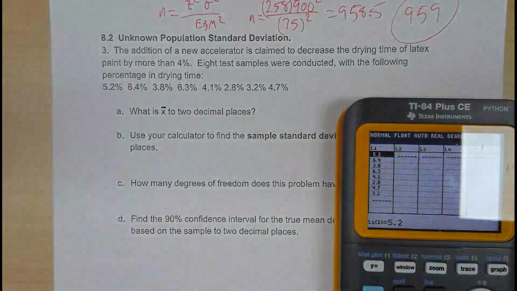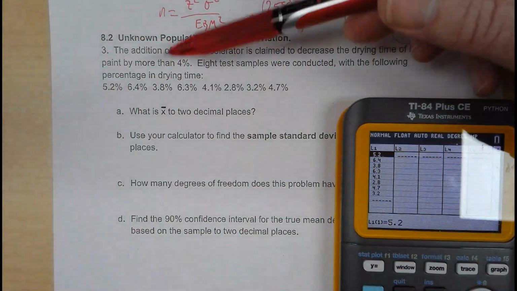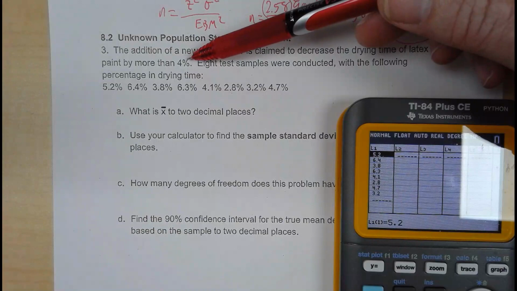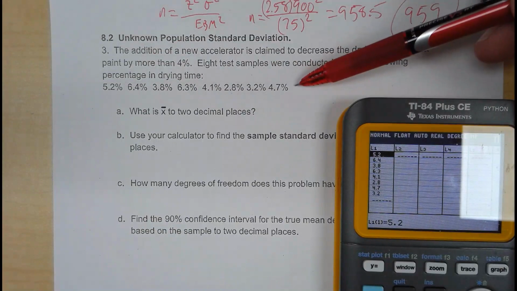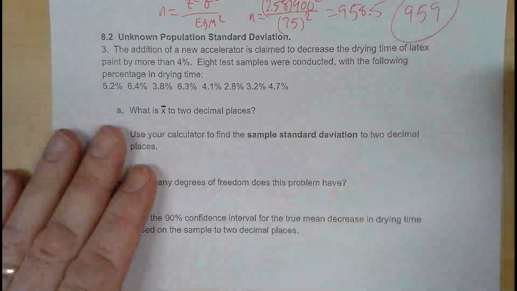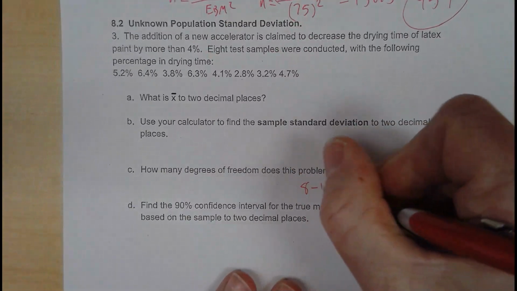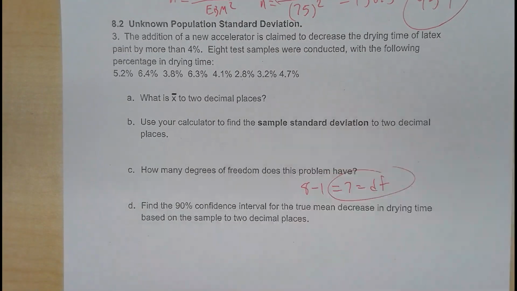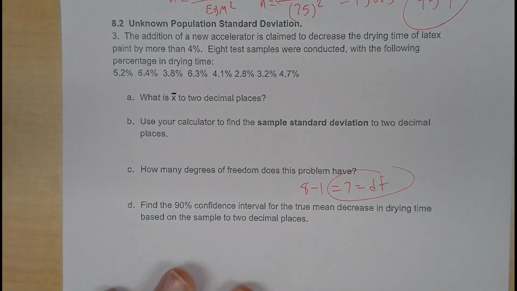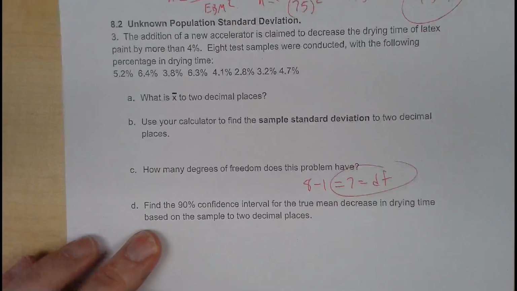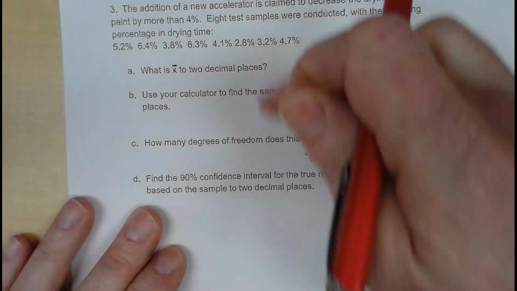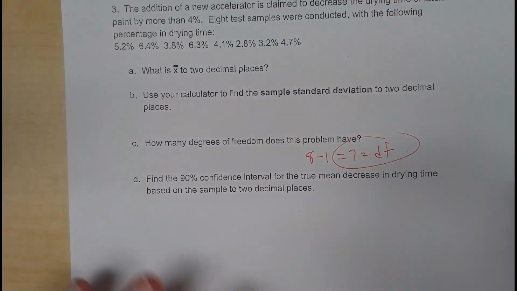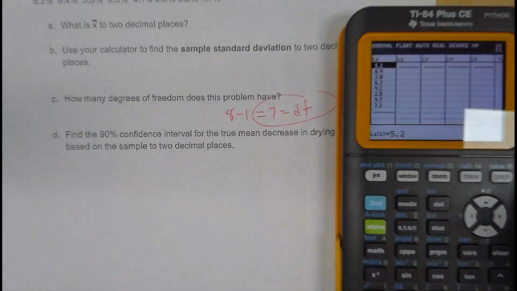And this is, the new Accelerate is supposed to speed up the drawing process more than 4%. These were the 8 tests that we did. So if we did 8 tests, 8 minus 1 is 7 degrees of freedom. It's always minus 1 for your degrees of freedom. And so we want a 90% confidence interval. So when we calculate this, it'll spit those two out automatically for us.